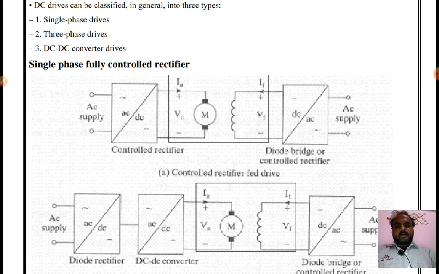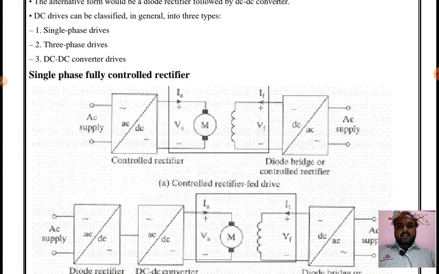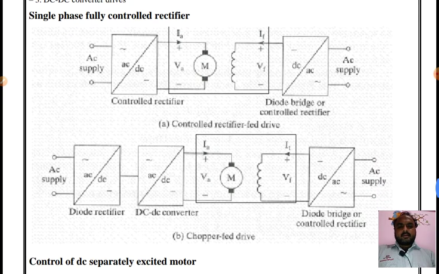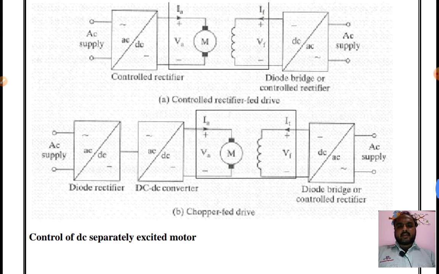Here, these drives are single phase operation. First we are giving supply to the AC, it will convert from AC to DC. So the motor will run and again it will convert into AC, using a diode bridge controlled rectifier. So this is about DC drives. And next one, DC to DC drives.